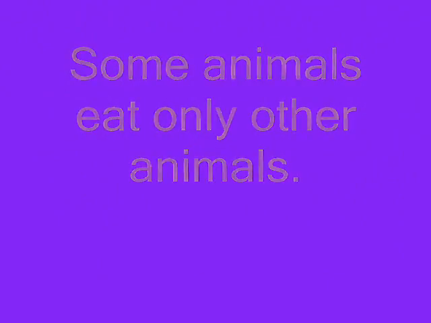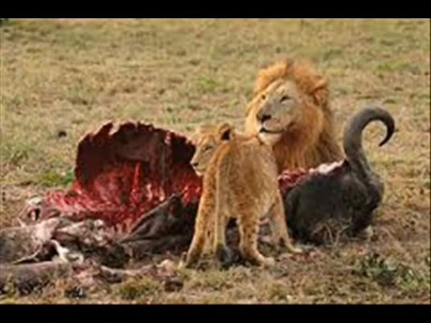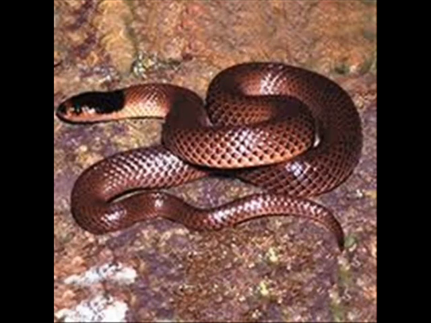Carnivores. Some animals eat only other animals. A carnivore, meaning meat eater, from the Latin carne, meaning flesh, and vorare, meaning to devour, is an organism that derives its energy and nutrient requirements from a diet consisting mainly or exclusively of animal tissue, whether through predation or scavenging.